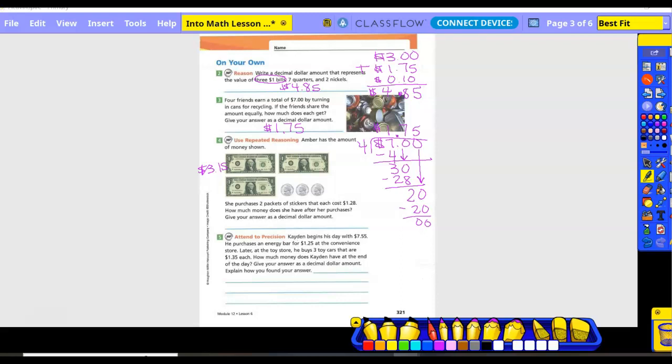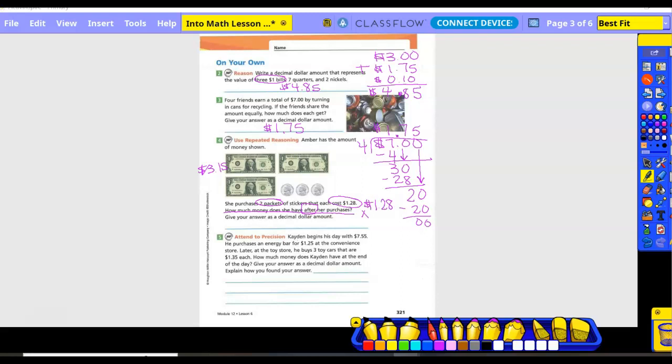Okay, so she got 2 packets of stickers that are $1.28, and they want to know how much money does she have after her purchase. So the word after tells us we're going to what eventually? Subtract. But it's a multi-step problem, so what do I need to do first? I can either add or multiply, right?